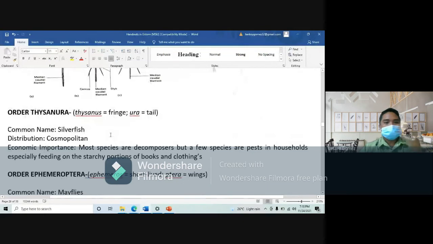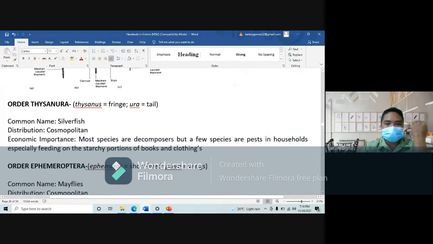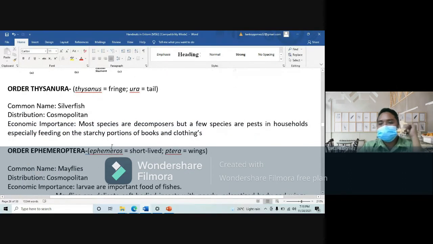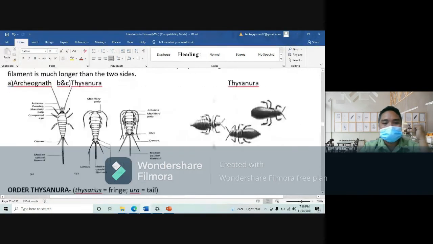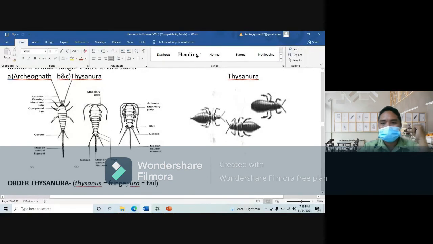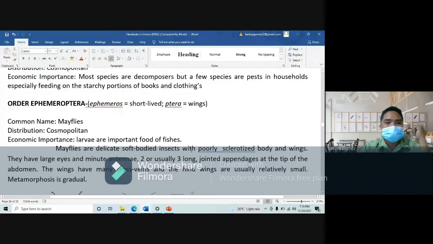So the other order is Thysanura. It is composed of two words. Thysanos means fringe and oura means tail. An example of this order is the fish insect, or silverfish. The importance of this insect is that they are decomposers, but a few species are pests in households, especially feeding on the starchy portions of books and clothings. This is what we call Thysanura.